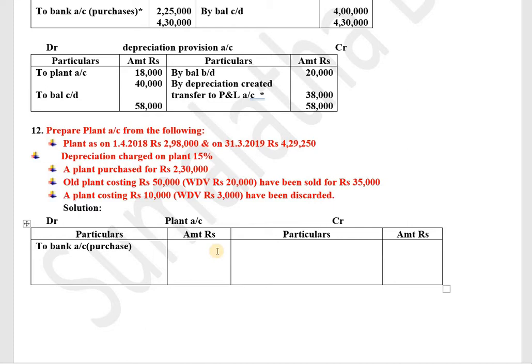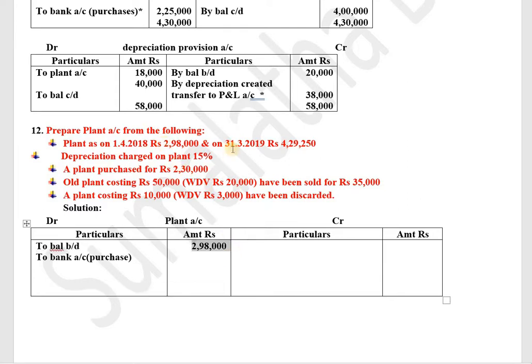See, as it has been given, if you come in order, you will not miss any of the transactions. See here, first is opening balance, closing balance. To balance brought down, how much? 2,98,000. And by balance carried down, the closing balance, 4,29,250. These two pieces of information are recorded. Now what they have asked: depreciation charged on plant, how much? Depreciation account 15%. So on 2,98,000 at 15%, when you calculate, you will get 44,700.